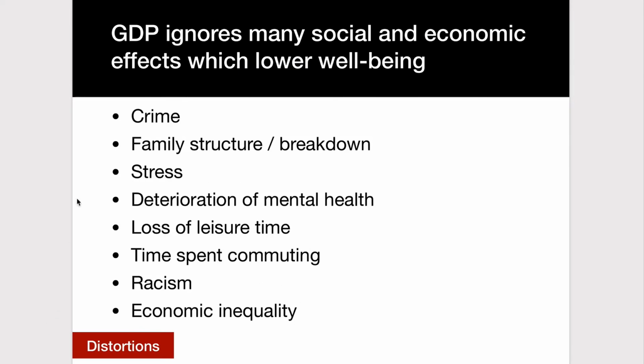The other problem here is that GDP ignores a lot of social and economic effects, which obviously lower the well-being in society. Things like crime or the breakdown of family structures or just stress, deterioration of mental health, the loss of people's leisure time, the time that's spent just commuting, time sitting in traffic, things like racism or economic inequality. GDP doesn't consider any of this stuff.